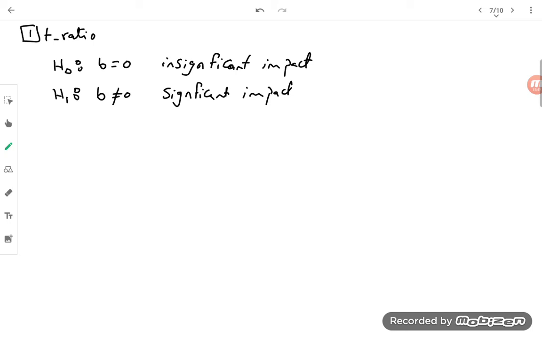T ratio is calculated as the value of the parameter divided by its standard error. If it's B, then B divided by standard error. A divided by its standard error. So now we would like to know how to calculate the standard error of each one of them, A and B.